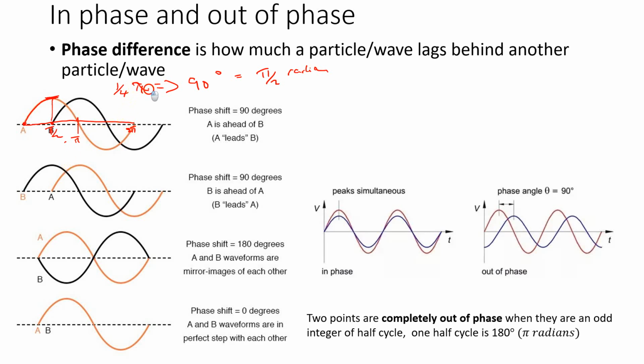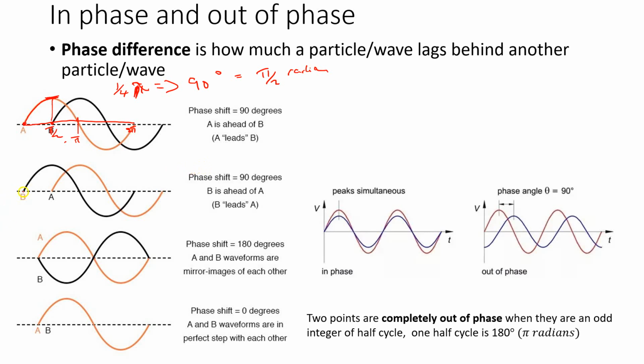Okay, so this was supposed to be quarter of a wavelength. My bad. Quarter of a wavelength right here. And that quarter of a wavelength is translating to be 90 degrees, or pi divided by 2 radians. So you will see that it says that the phase shift, which is the same thing as the phase difference, is equal to 90 degrees. And it tells us that A is ahead of B, right? So it's telling us that A leads B by 90 degrees, or by quarter of a wavelength.